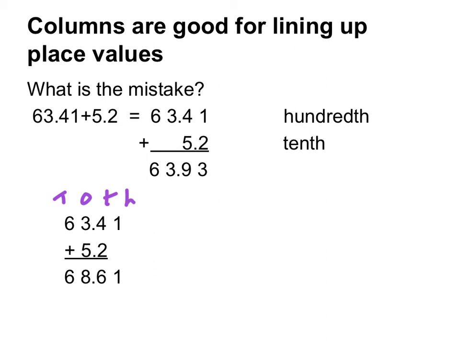So now my hundredth is matched with the 0 hundredths from the 5 and 2 tenths. And the 2 tenths is now lined up appropriately with the 4 tenths above that. So now when I add, I have 1 hundredth, because 1 plus 0 is 1. Then 4 plus 2 is 6, so I have 6 tenths. 3 plus 5 is 8, so I have 8 ones. And then 6 plus 0 is 6 tens. So 63 and 41 hundredths plus 5 and 2 tenths is 68 and 61 hundredths.